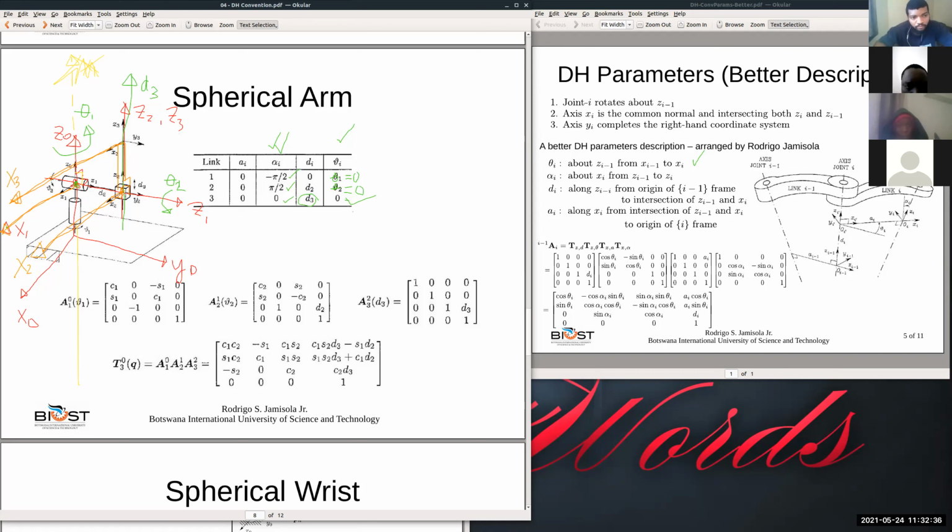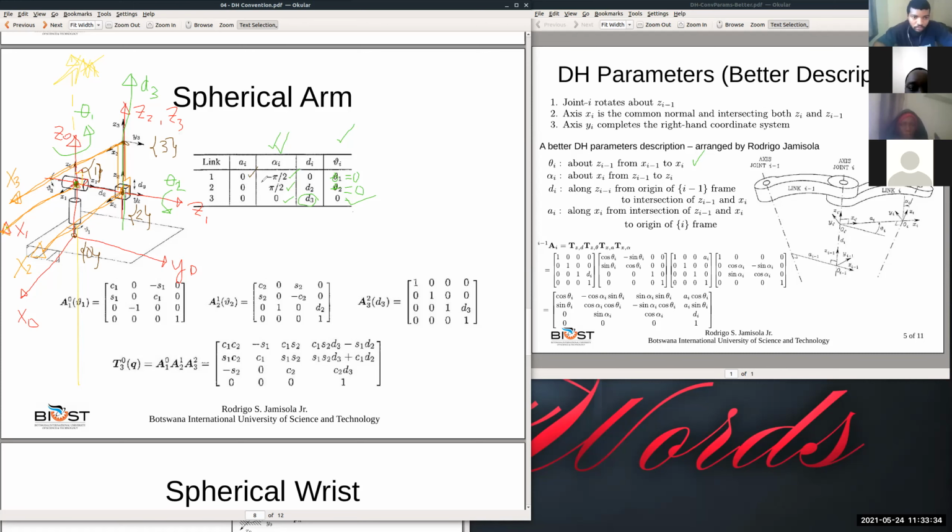Okay, maybe I should label it first so that we can see it clearly. This is origin of frame 0. This is origin of frame 1. This is origin of frame 2. And we choose our origin of frame 3 to be here. Okay, there you go. So along X1, from the intersection of Z0 and X1, that one, to the origin of frame 1. They're coincident, so that is 0.